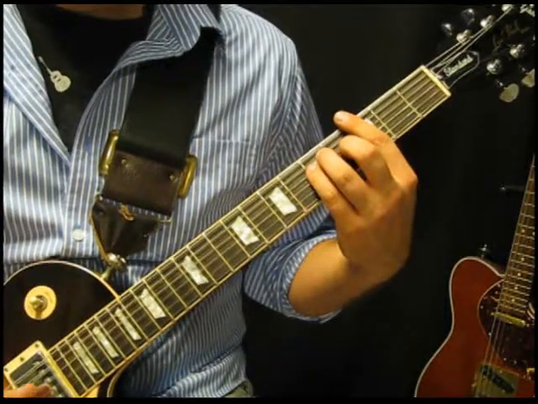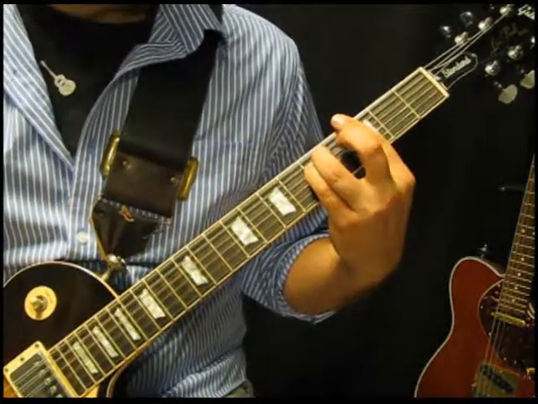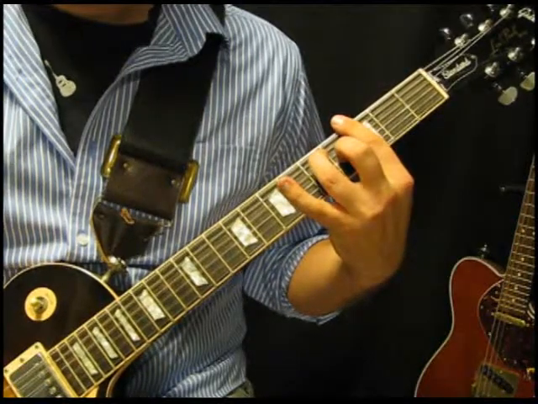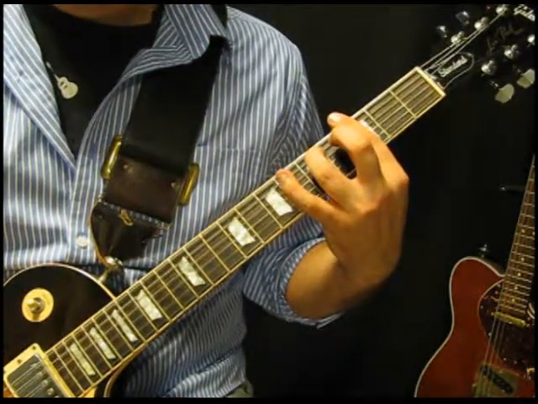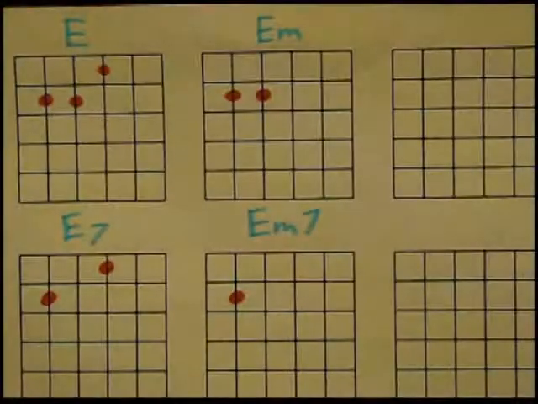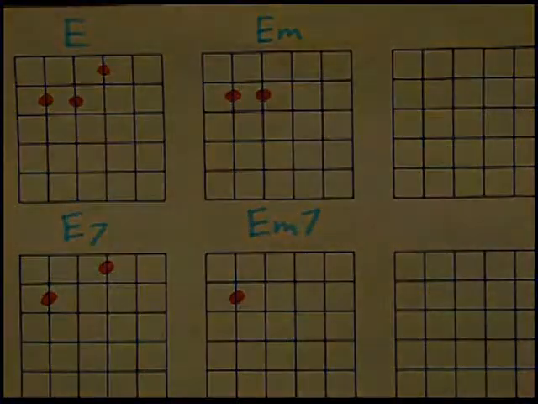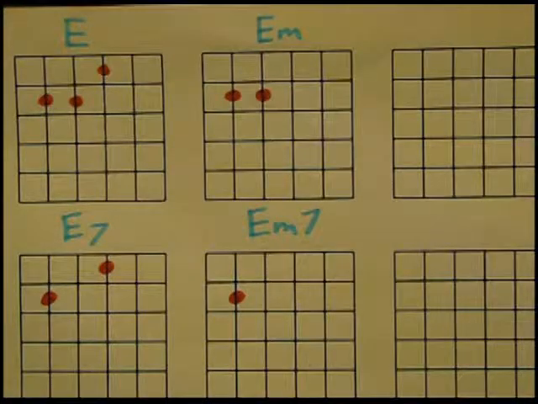But what about G minor? G7, G minor 7. We see here 4 different types of E chords: E major, E minor, E7, and E minor 7. These are the 4 most basic shapes of an E chord.